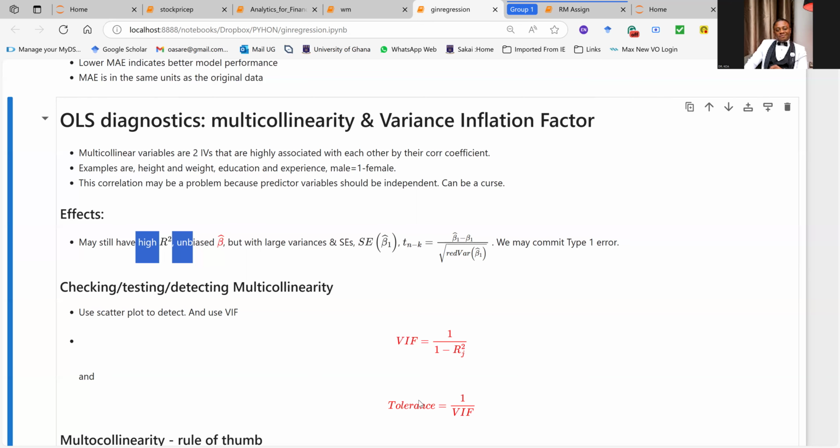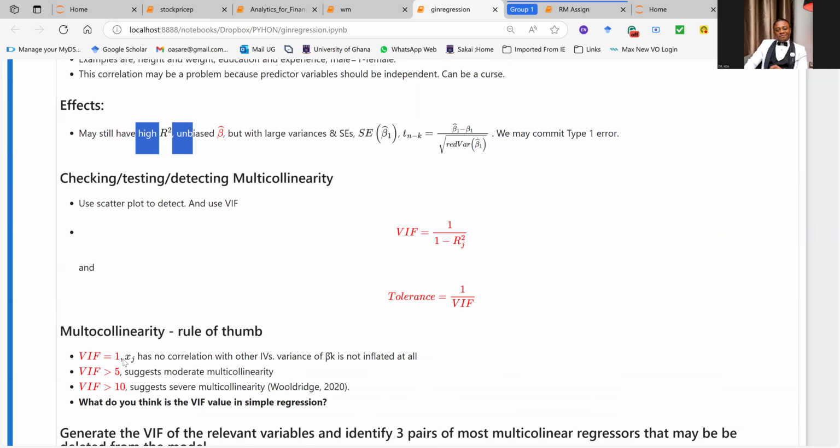What is the rule? Well, there's a rule of thumb that if the VIF is 1, it means that there is no correlation between the independent variables. Remember, we are looking at the VIF of one variable against the other variables. So you check the VIF of that. It means that variable is not causing a problem. But if you check the VIF of some of the independent variables and their VIF is higher than 10, that means that there is some serious multicollinearity there.